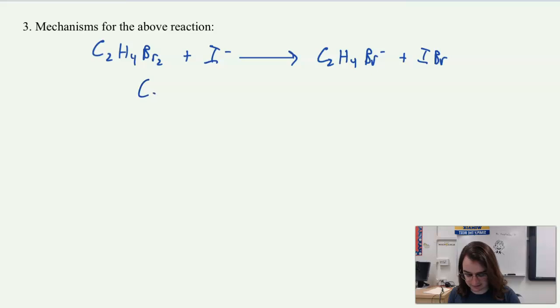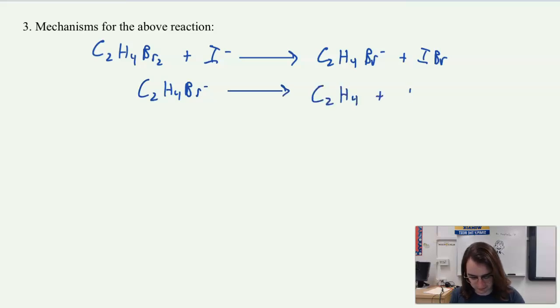Then we're going to take that C2H4Br minus that we just formed, and we're going to break it apart into simpler components. We're going to break it apart into C2H4 and Br minus, which we're going to use later.